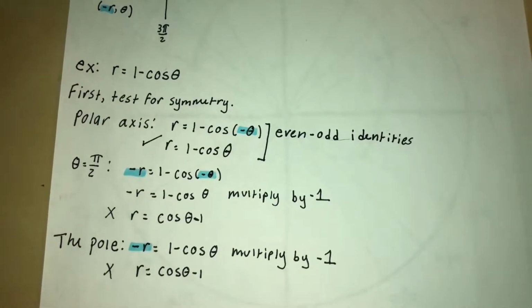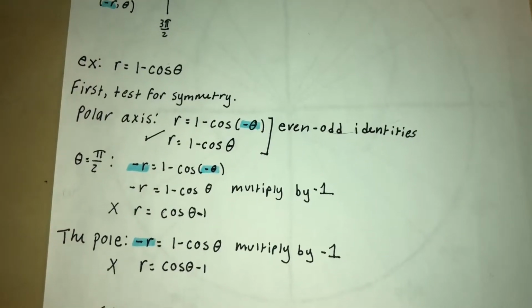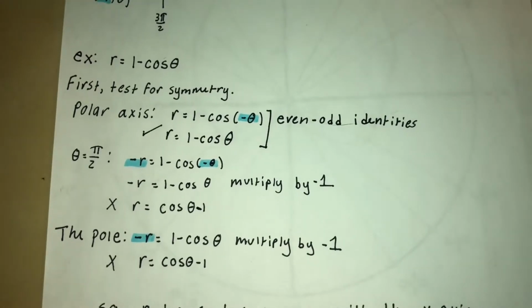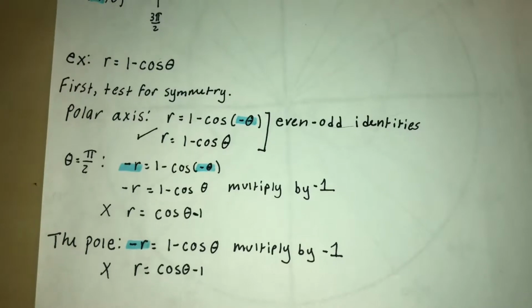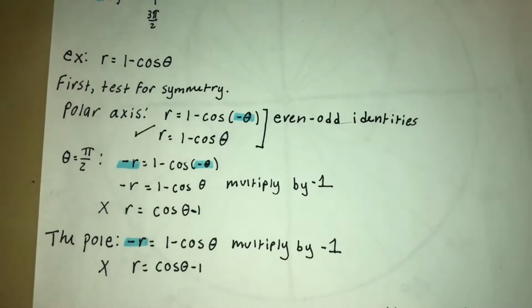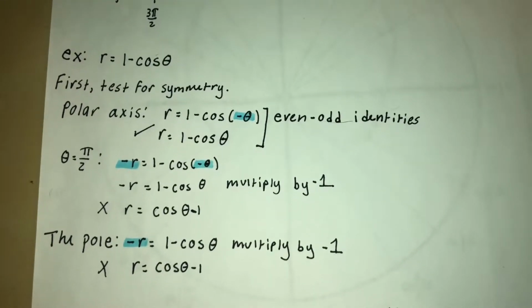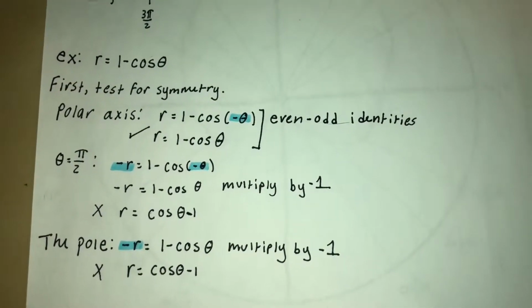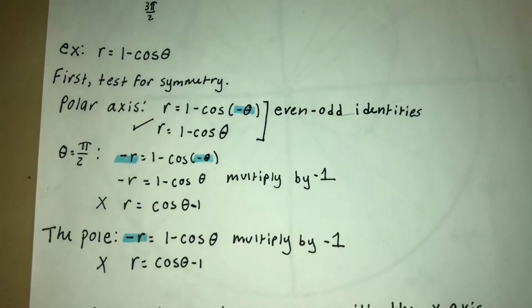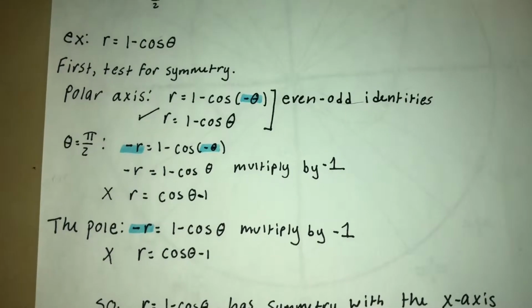First you're going to want to test for symmetry. I chose to start with the x-axis, so you plug in a negative theta. And as we learned in chapter 5, with even and odd identities, cosine of negative theta will just equal cosine theta. So that will work, meaning r equals 1 minus cosine theta is the same as the equation you started with, so there is symmetry with the x-axis or polar axis.